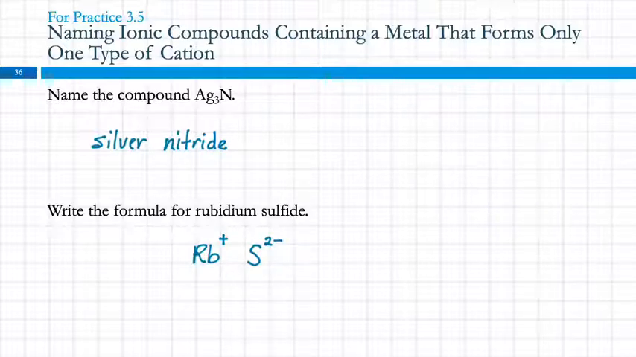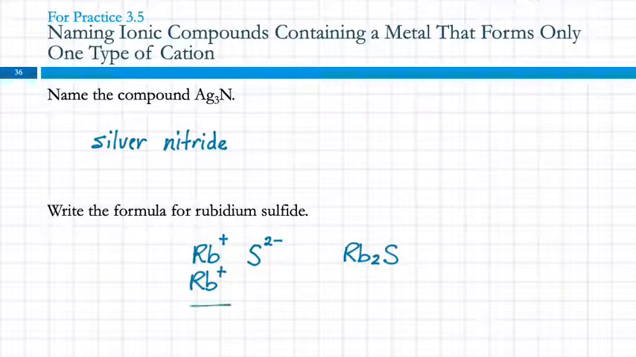So how can we put those together? We need 2 rubidiums for 1 sulfur. If you're into math, this is finding the least common multiple. So doing it in a more visual way, if I put 2 rubidiums there, I'll have a total charge of +2, and the 1 sulfur gives me -2, and that's what I'm looking for, a balance between the positive and negative. Anybody have any questions about that?